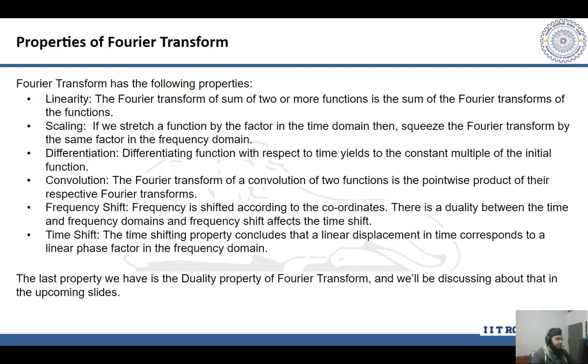Number 3 is differentiation. Differentiating a function with respect to time yields a constant multiple of its initial function in the frequency domain. Number 4 is convolution. The Fourier transform of a convolution of two functions is the pointwise product of their respective Fourier transforms. And number 5 is frequency shift. Number 6 is time shift, and the time shifting property concludes that a linear displacement in time corresponds to a linear phase factor in the frequency domain. The last property that we have is the duality property of Fourier transform, and we'll be discussing that in the upcoming slides.